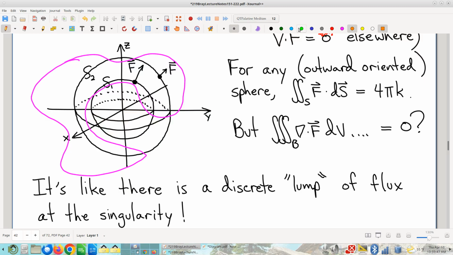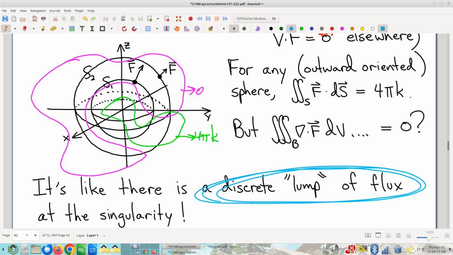Any surface that does surround the origin, we get 4 pi k. Yeah, let's see, how am I going to do this? I'm going to say 0, 0, 4 pi k. Eventually you start to realize there is a method to the madness here, right? This is not completely random, and it's almost like there's what I like to call a lump of flux at the origin.